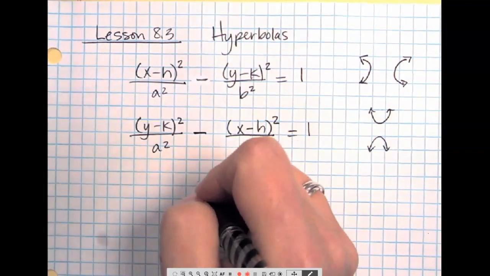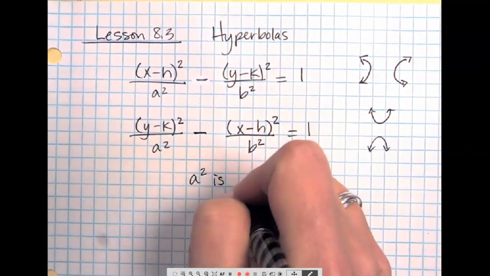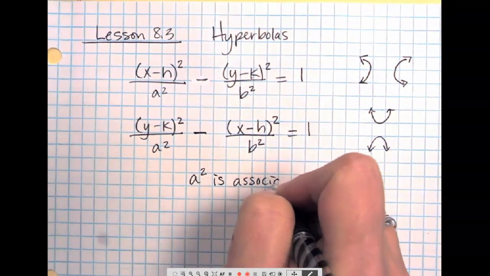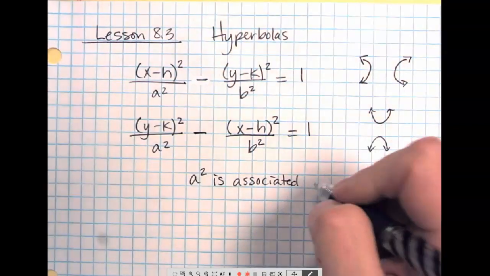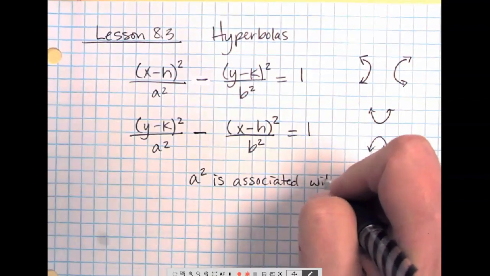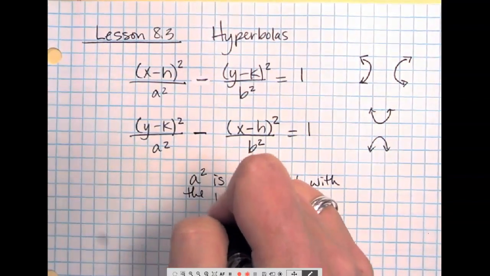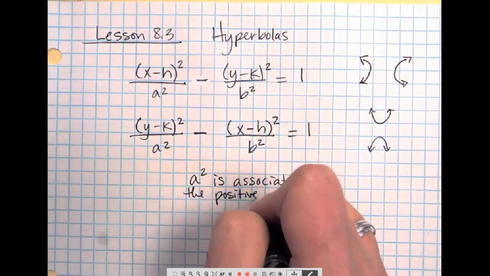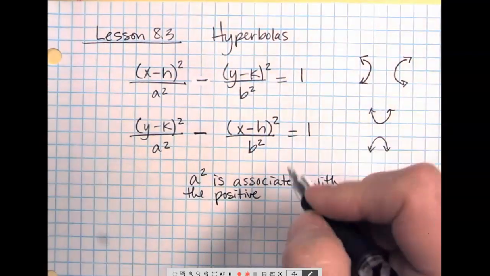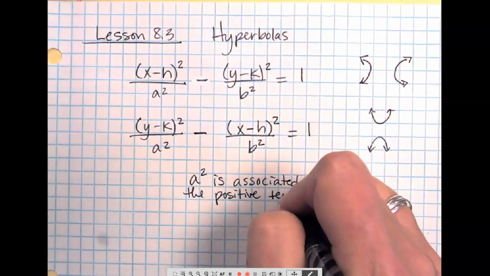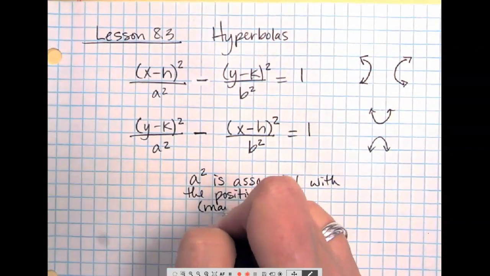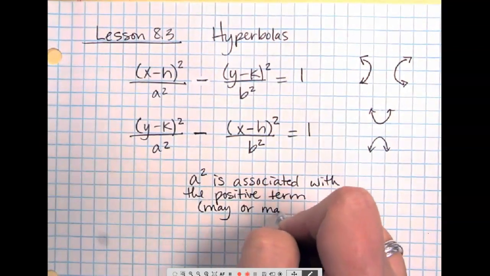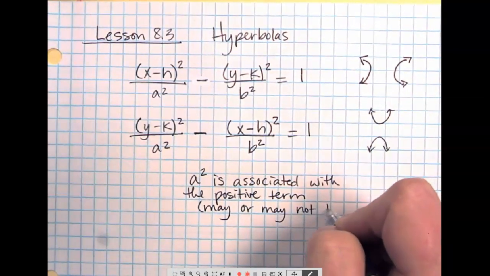So in this case, I would say a squared is associated with the positive term. It's not necessarily the biggest denominator. With an ellipse, we said a squared is your biggest denominator. A squared here is associated with the positive term. So if you're always putting the positive one first, a squared is your first denominator. It may or may not be the largest denominator.